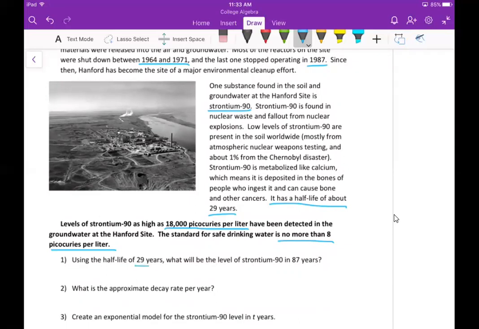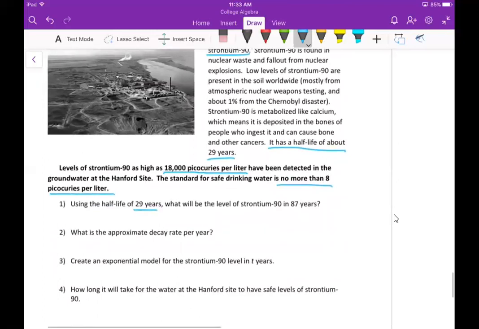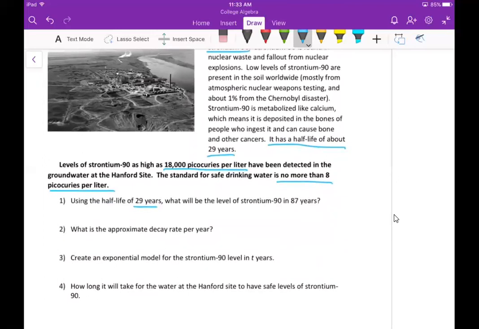So if we look at that half-life of 29 years, use your knowledge, right? This is a good test for you to see how well you can set up these equations. Use your knowledge of exponential decay to say, okay, if we know the half-life is 29 years, what will the level of strontium-90 be in 87 years? Okay, so see if you can set that equation up. Or in this particular case, if you happen to notice, you can just use half-lives for this one. If you take 87 divided by 29, that's just 3 half-lives.